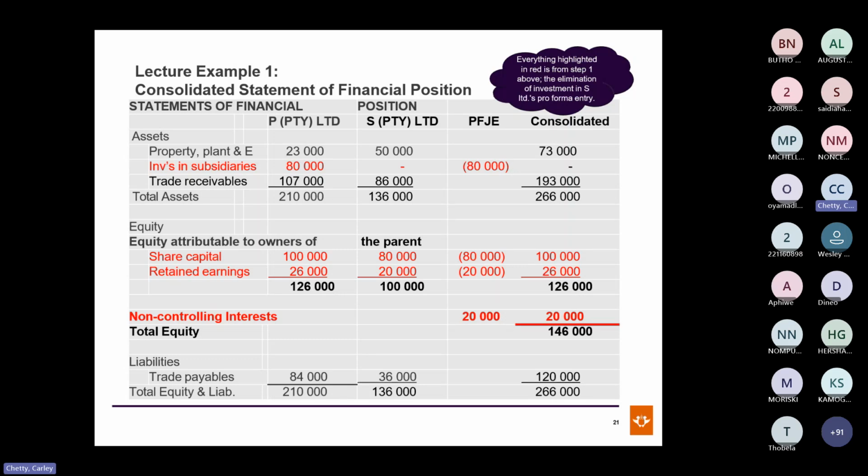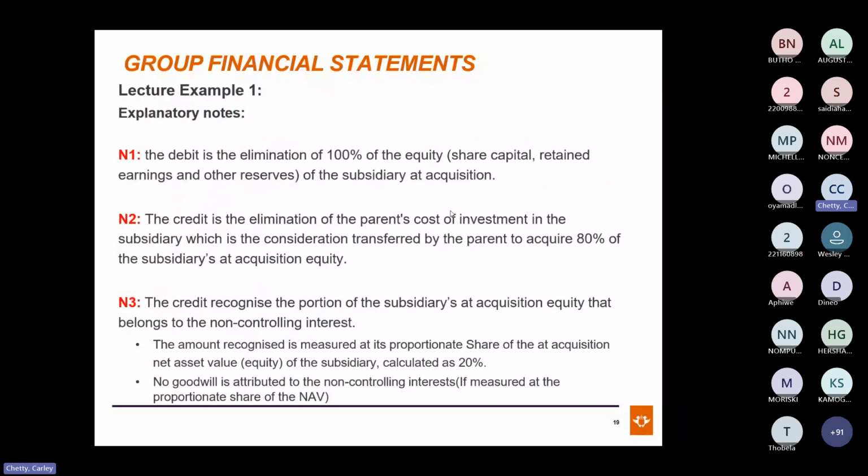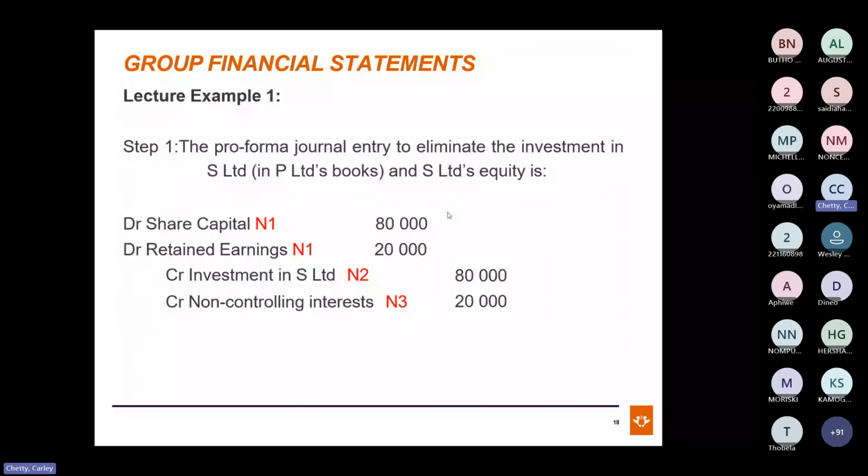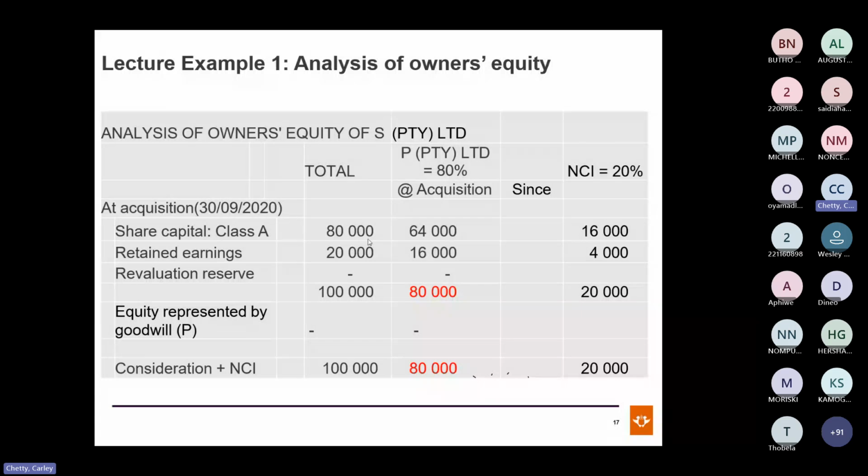Okay. I'm just looking at some of the questions in the chat. The first question, I think with this example here, remember we said that we didn't have a goodwill or gain on bargain purchase. So remember, this is the analysis of owner's equity. Because the consideration paid was 80,000 and P acquired 80,000, there is no goodwill or gain on bargain purchase in this scenario.